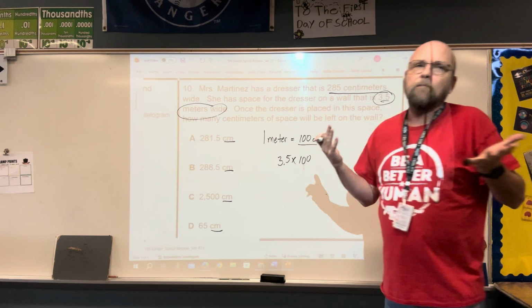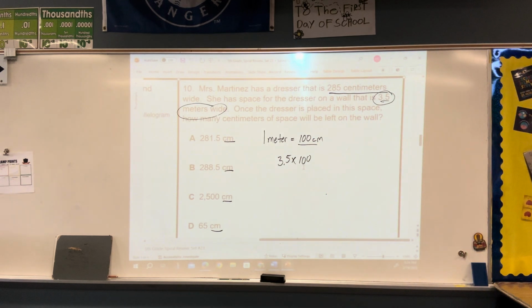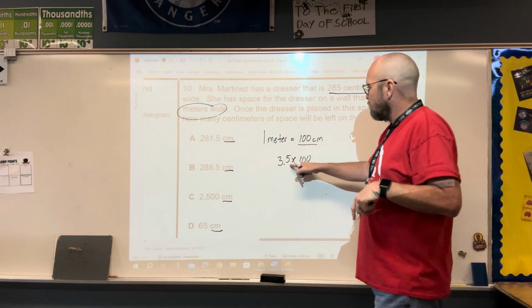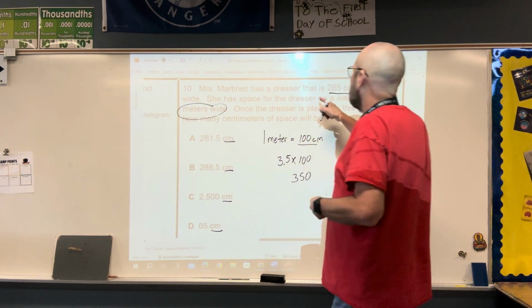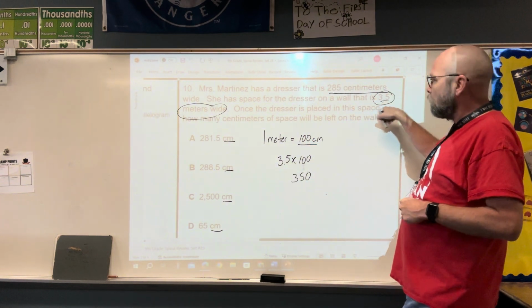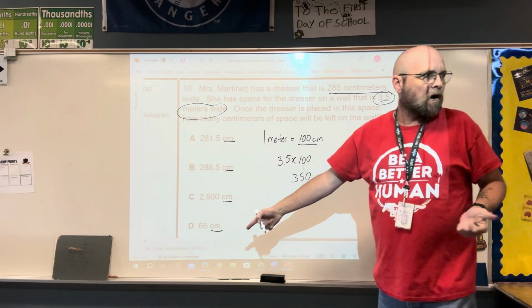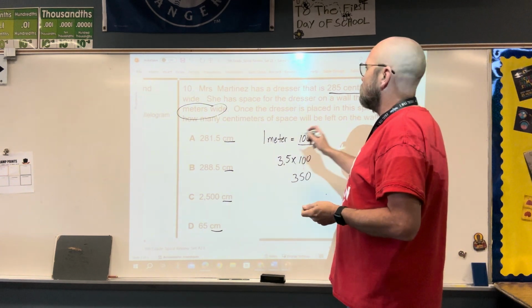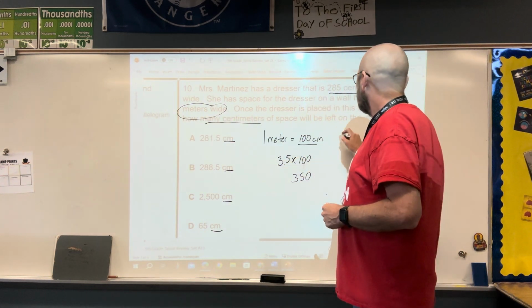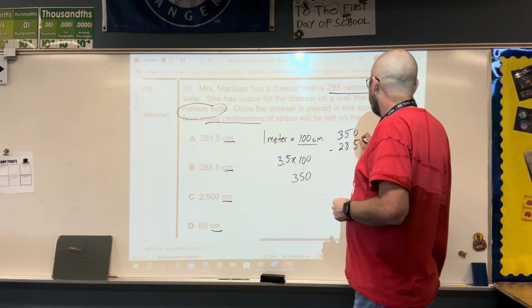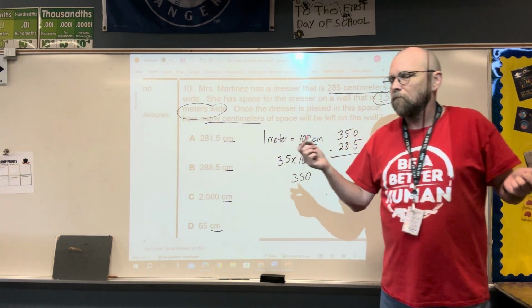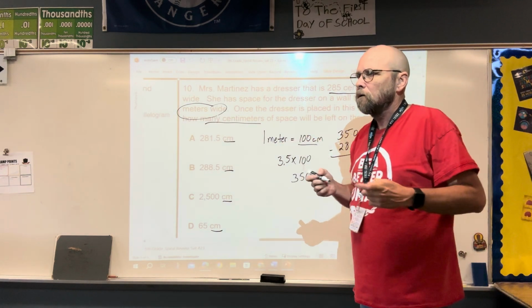Now you've all multiplied by powers of 10. So I move my decimal point 2 places to the right, and the wall is 350 centimeters wide. Now I want to find out how many centimeters will be left. So I'm going to have 350, subtract 285, and that'll be what did you get when you subtracted that?